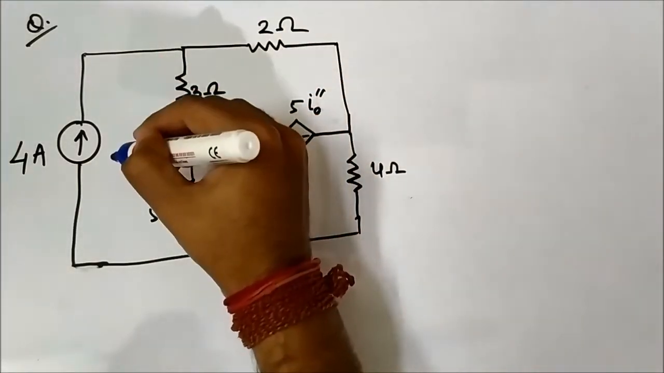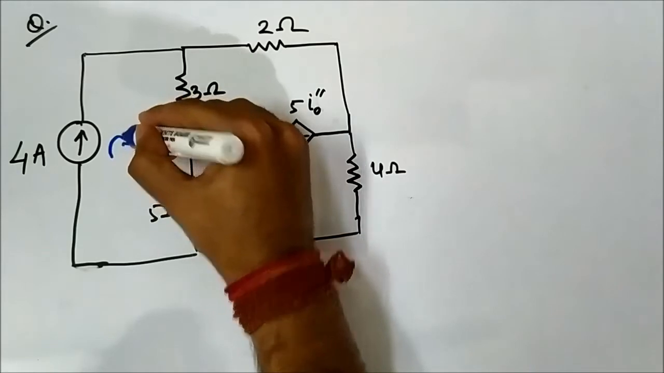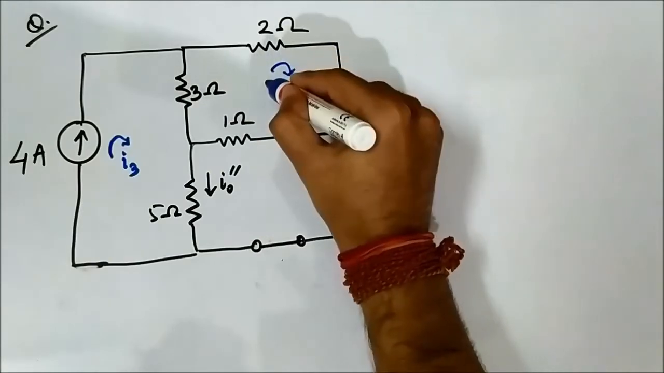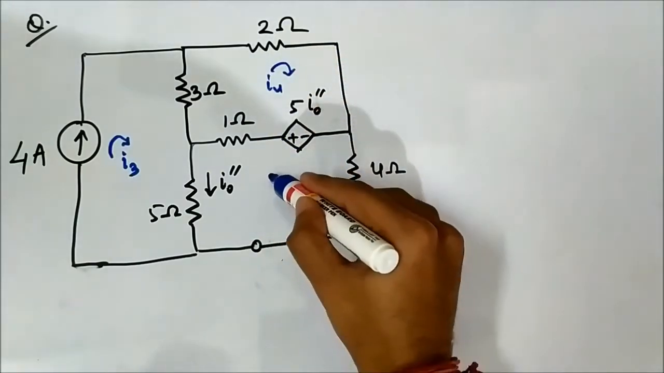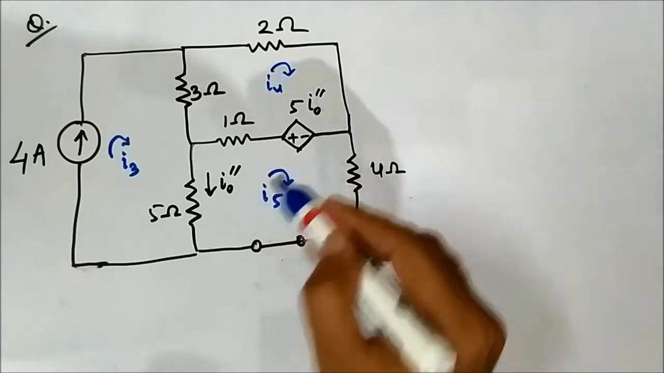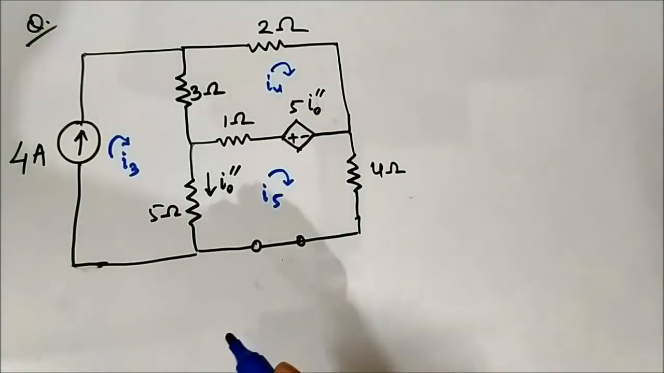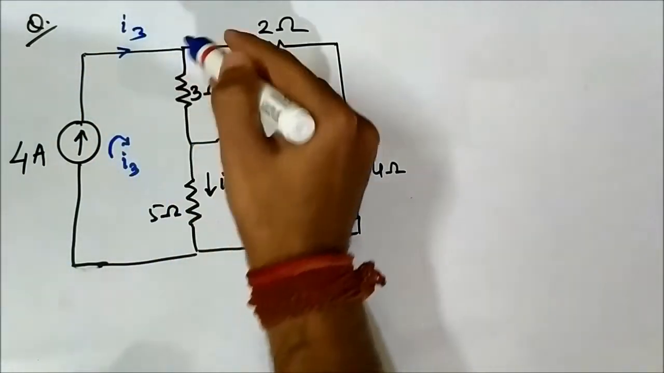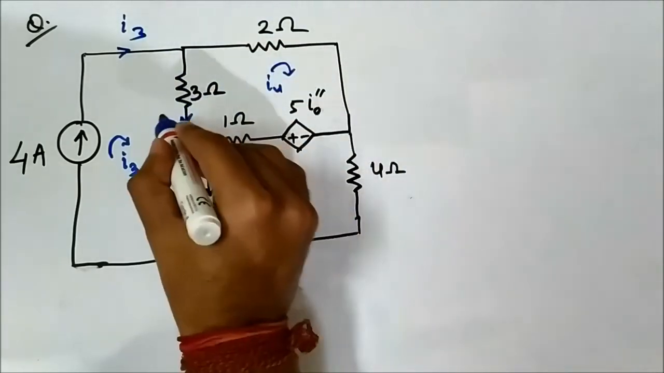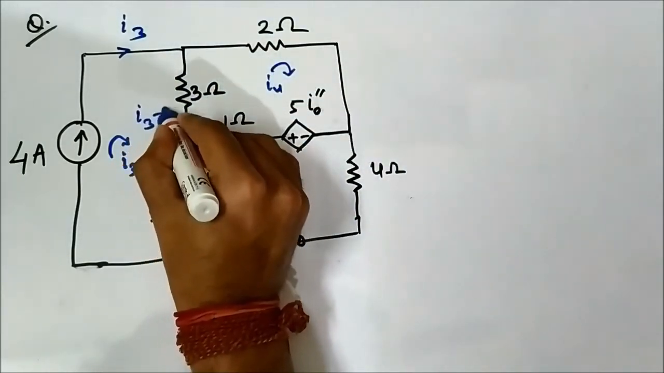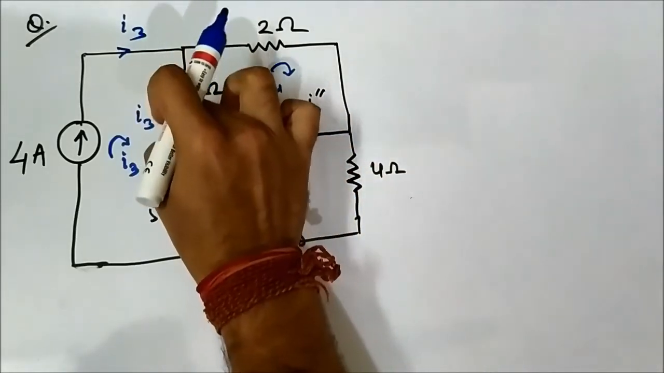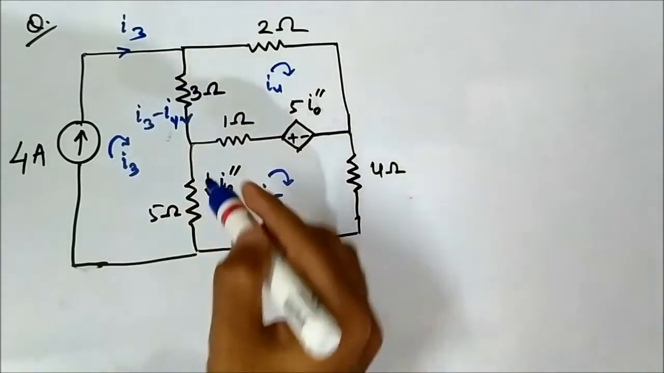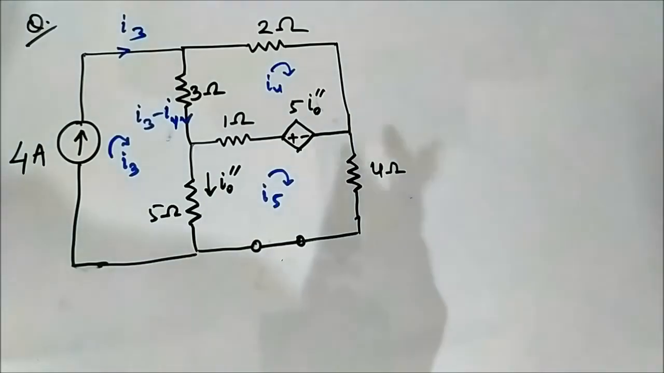Okay, let us say this is I3, the loop current. Here it is I4, and here it is I5. So now we have to find out the respective branch currents. So here it is I3, here it will be I3 minus I4 downwards. This is I4, sorry, downwards, or I4 minus I3 upwards. In whichever way you want, you can do that.